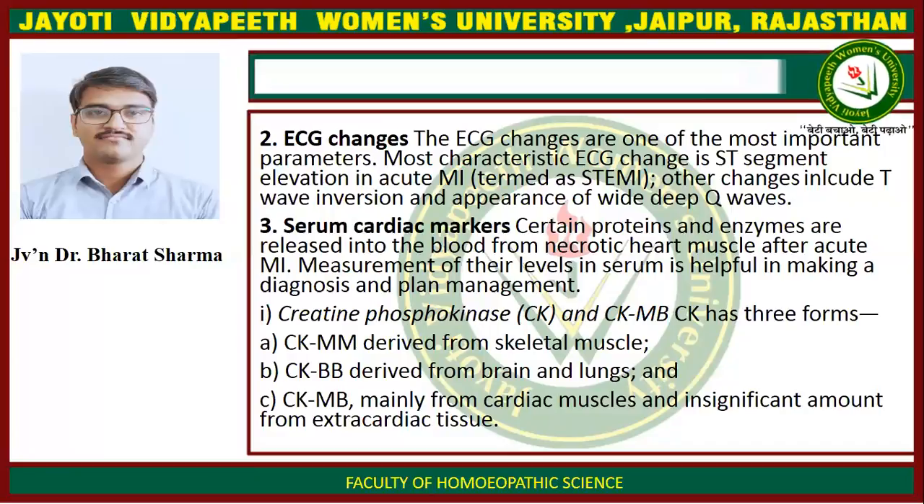Third is serum cardiac markers. Certain proteins and enzymes are released into the blood from necrotic heart muscle after acute MI. Measurement of their level in serum is helpful in making the diagnosis and planning management. Creatine phosphokinase and CK-MB. CK has three forms: CK-MM derived from skeletal muscle, CK-BB derived from brain and lungs, and CK-MB mainly from cardiac muscle and an insignificant amount from extracardiac tissue.